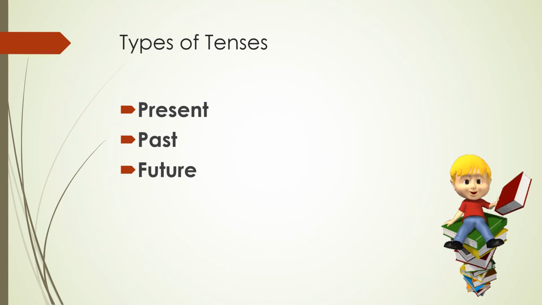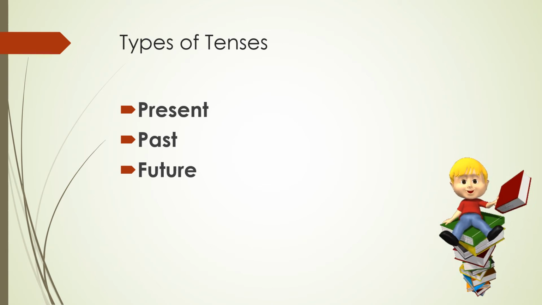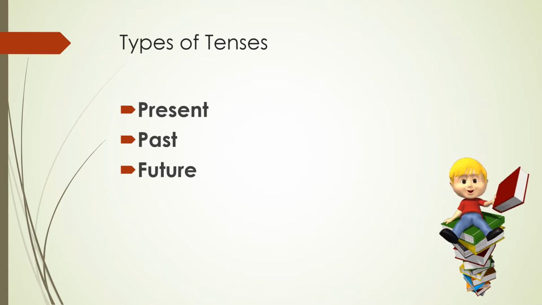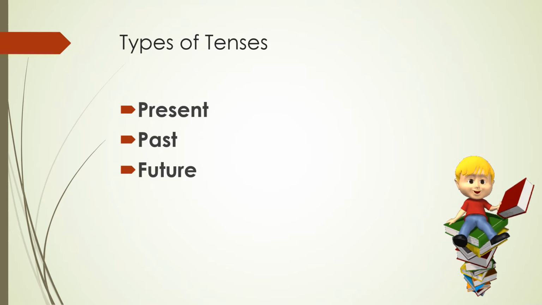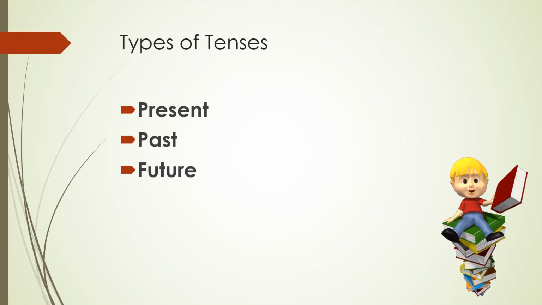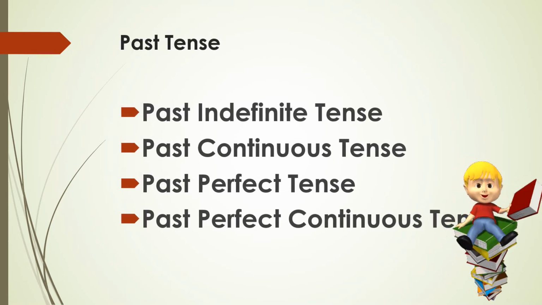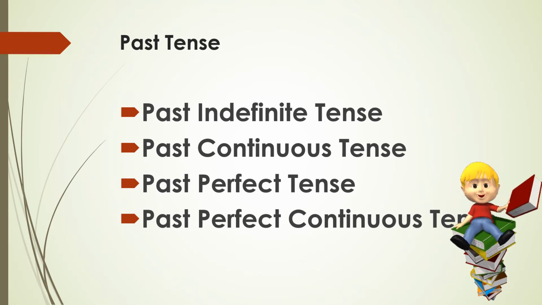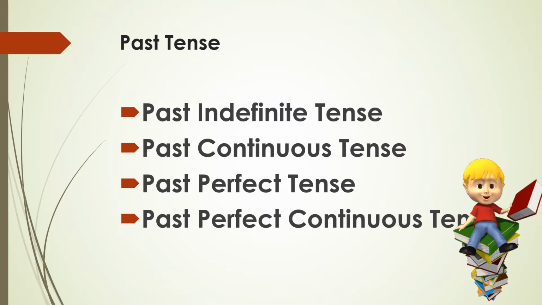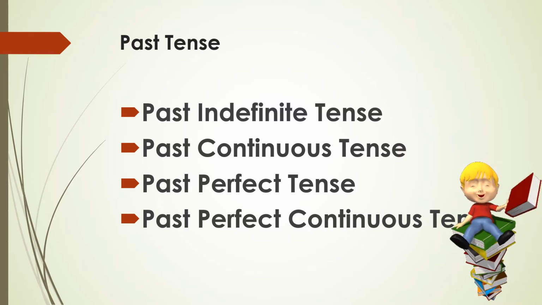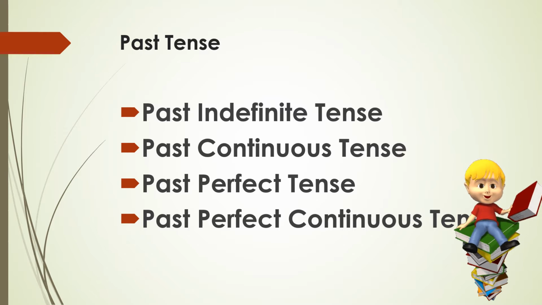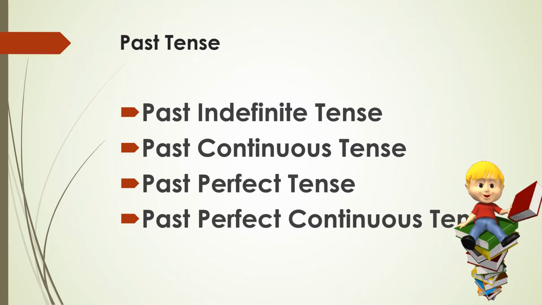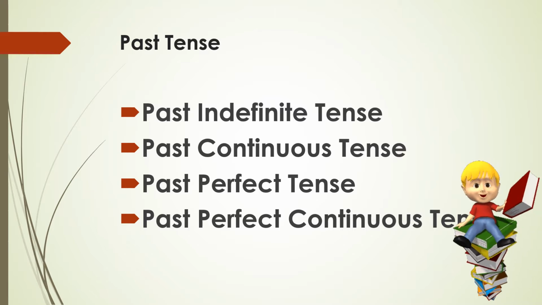As we all discussed, there are three types of tenses: present, past and future, and we have already discussed present, and today we are going to study past tense, so stay tuned. As I discussed the types of present tense in my previous videos, similarly we have four types of past tense as well, that is past indefinite, past continuous, past perfect and past perfect continuous. Now we are going to discuss them one by one.